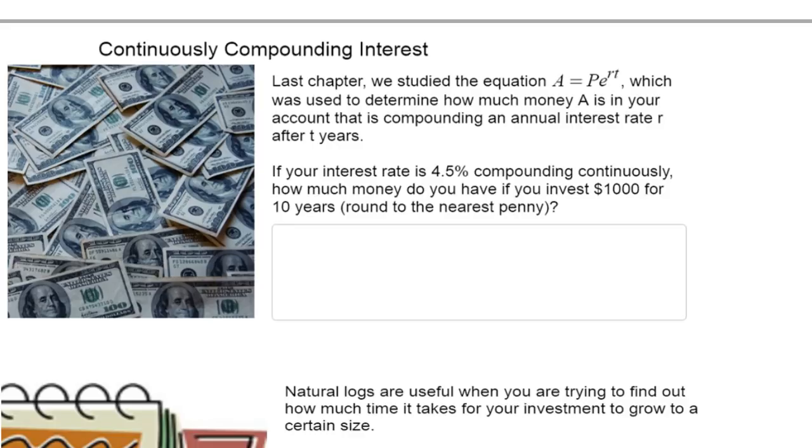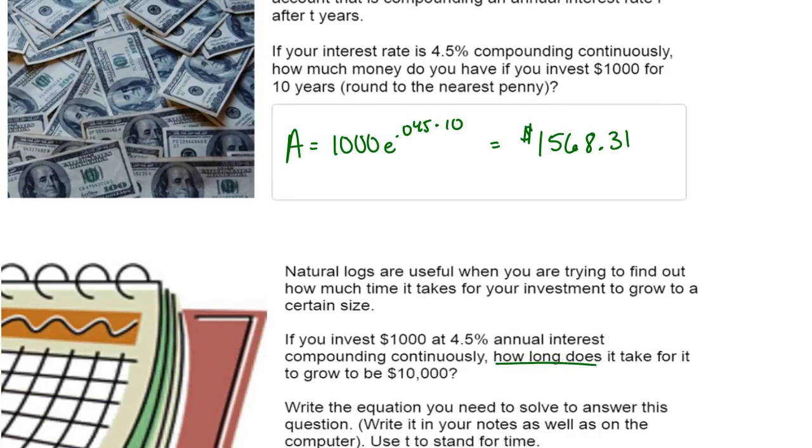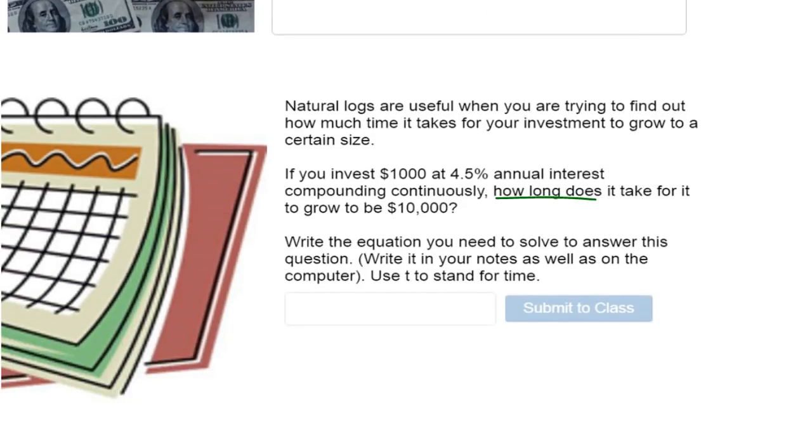If you had an interest rate of 4.5% compounding continuously, how much money would you have if you invest $1,000 for 10 years? So what we would do is take that information and put it into our equation. Now the key to remember, though, is that our rate, 4.5%, is a decimal, 0.045. And now you can just plug it into your calculator, and it's really easy to do, and you get an answer of $1,568.31.